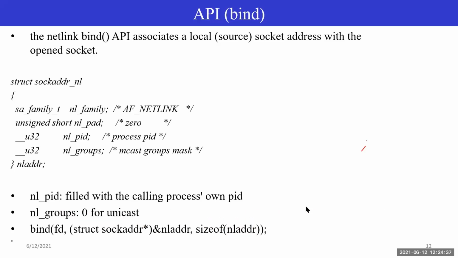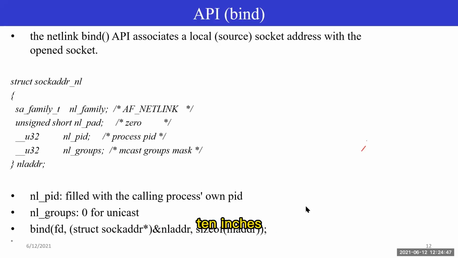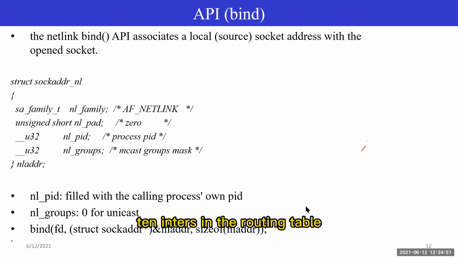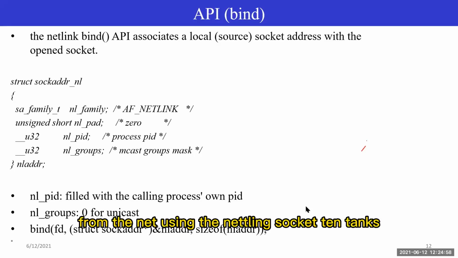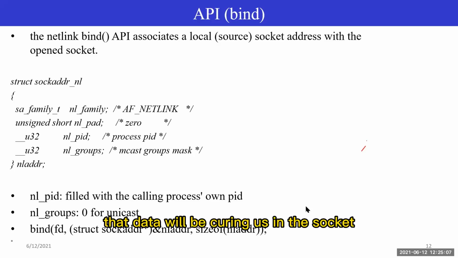Yeah, in a loop only. So in the loop, if you send the data one after another, say I'm talking about not 50K but 10 entries. If you want to modify 10 entries in the routing table, you need to call the send API using the Netlink socket 10 times. So every time you call the send API, that data will be queued in the socket.